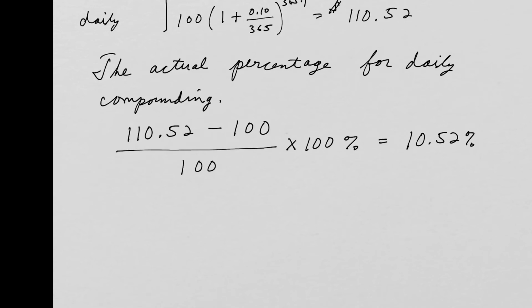And remember, what I'm saying is that this percentage is greater than 10%, which was the APR. So if you compound more than once per year, you're going to have a percentage that's actually greater than your APR. Percent increase that's greater. Actually, this has a name. This is called the annual percentage yield.